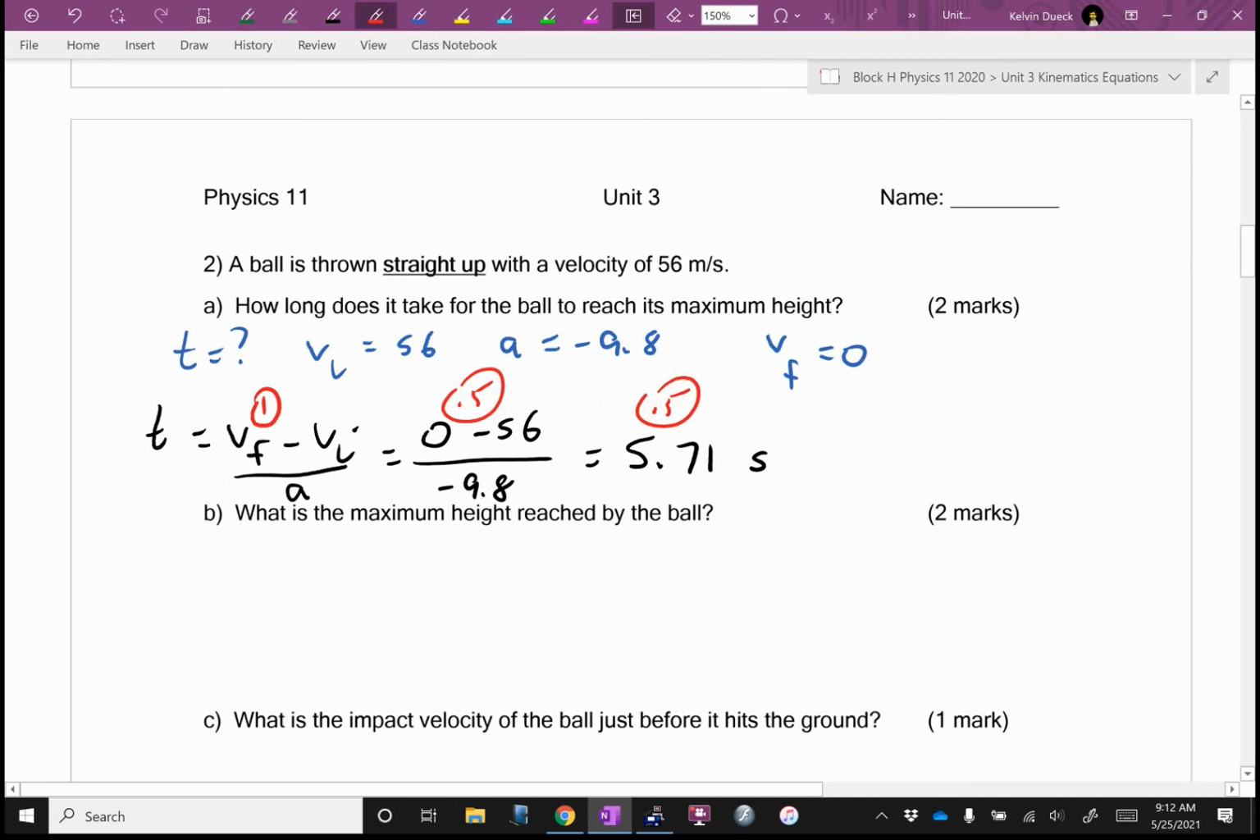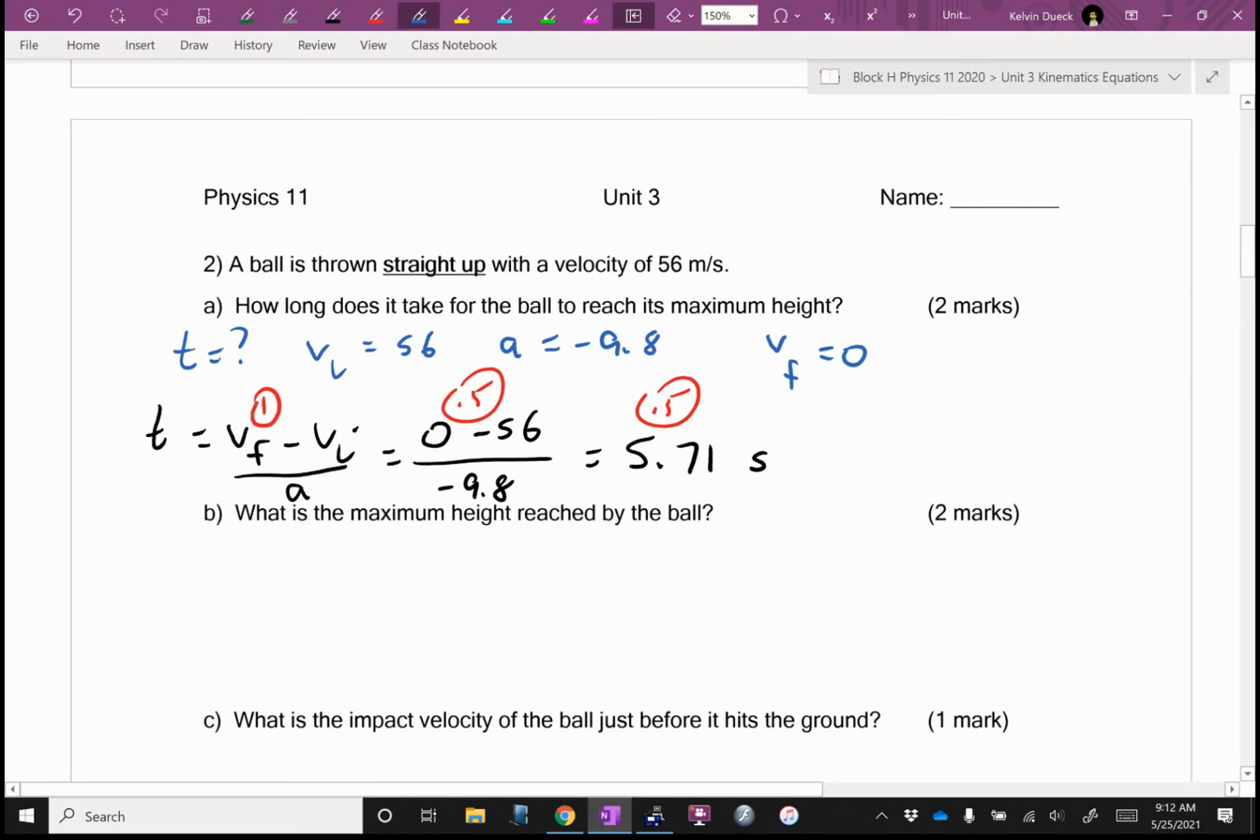B says find the maximum height. You could use D equals VIT plus a half AT squared. Why might I avoid that? Well, I'm using my answer from A to find part B. However, there will be a question on your test, maybe only one, I can't remember, maybe 2, where you are going to have to use your answer from A to find part B. I'll set it up that way. You'll have to find something in order to find something.